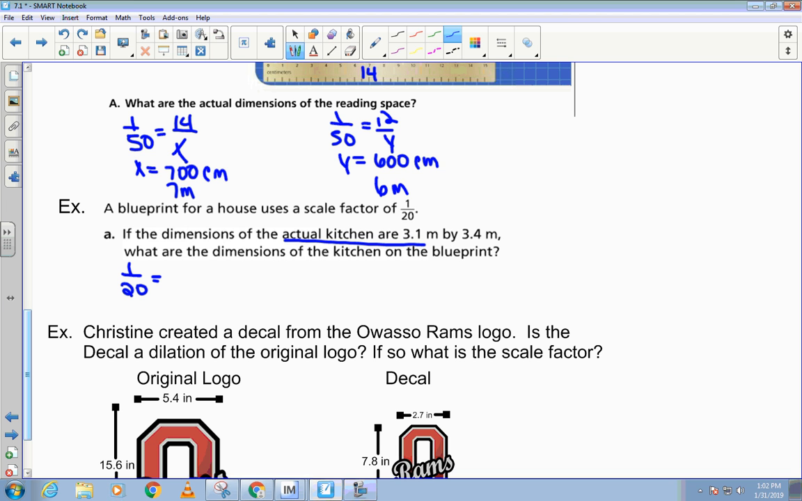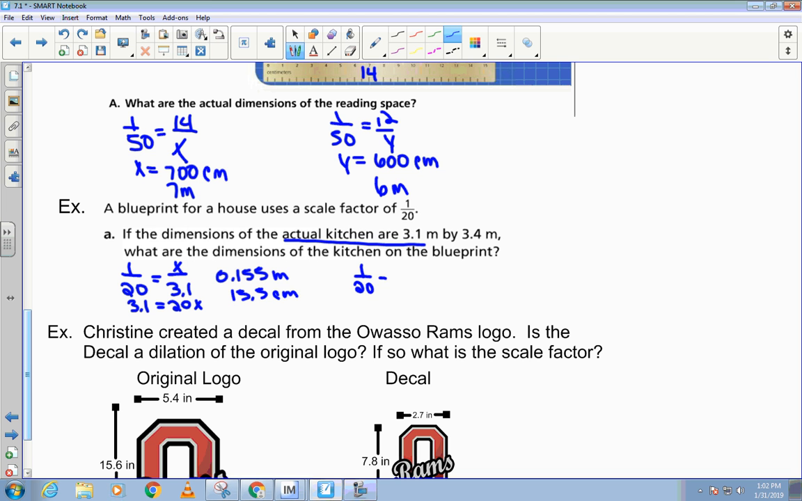Well, you would just flip it. Instead of being 3.1 over x, it would be x over 3.1. And so then we would cross multiply. 3.1 equals 20x. And 3.1 divided by 20, that would be 0.155 meters, right? But that would be hard to measure on a blueprint, so what should I do? Convert it to centimeters, and what would that be? 15.5 centimeters, right?